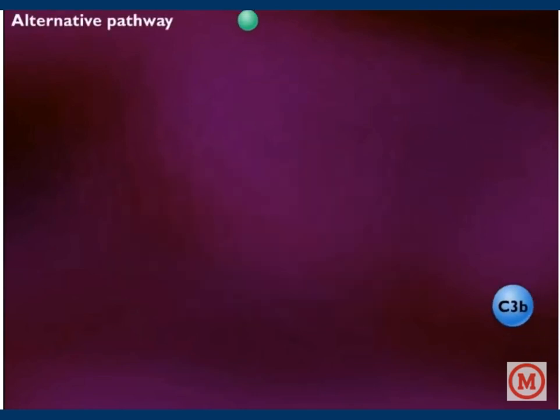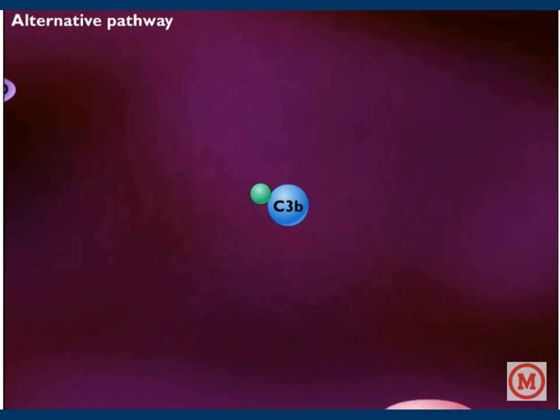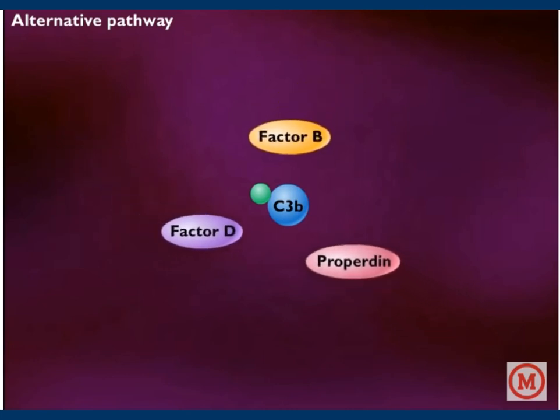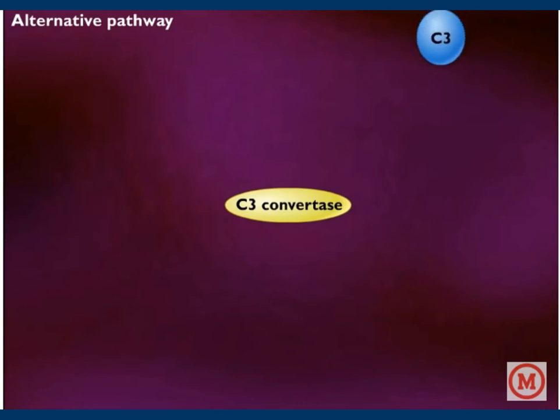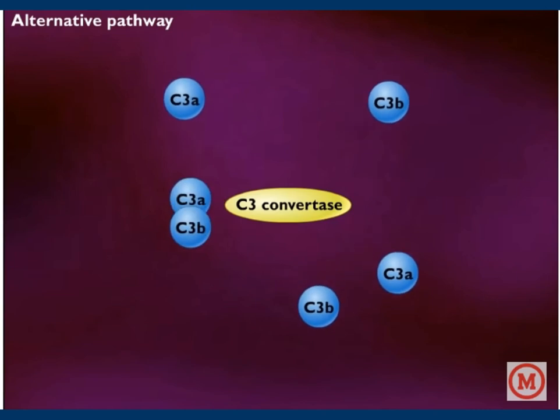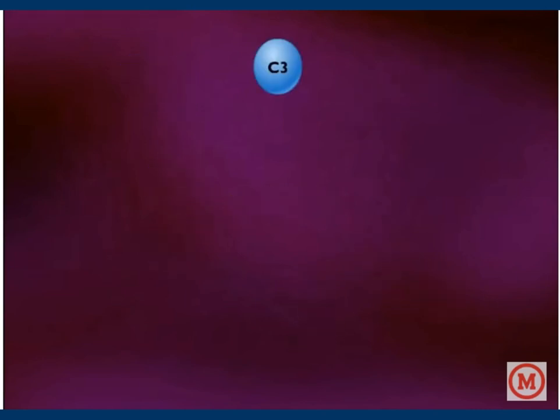In the alternative pathway, antigens such as endotoxin, polysaccharides, or cell wall components react with C3b. Small amounts of C3A and C3b are constantly being formed from C3, but without activation they are soon destroyed. C3b reacts with the proteins factor B, factor D, and properdin to form a complex called C3 convertase, which cleaves C3 into C3A and C3b. Both of these pathways of complement activation follow the same sequence after cleavage of C3.